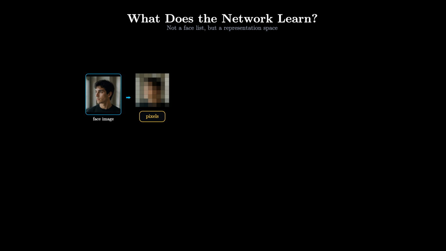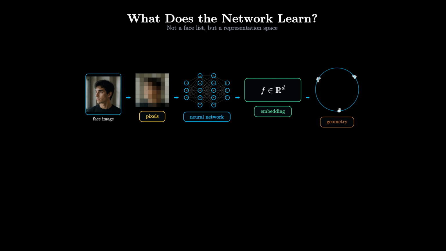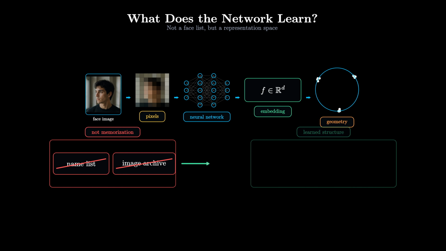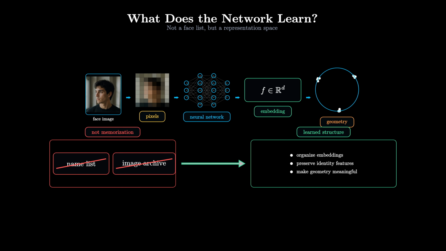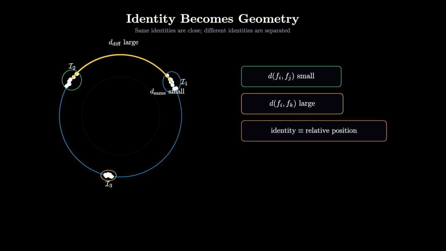Closing. Now we can return to the original question. How can a computer recognize the same person even when lighting, pose, or expression changes? The answer is that the system does not compare raw pixels directly. Instead, it learns to extract stable identity features and represents them as embeddings in a geometric space. When the embedding space is well organized, different images of the same person remain close together, while different people, even if they look similar, are still separated.